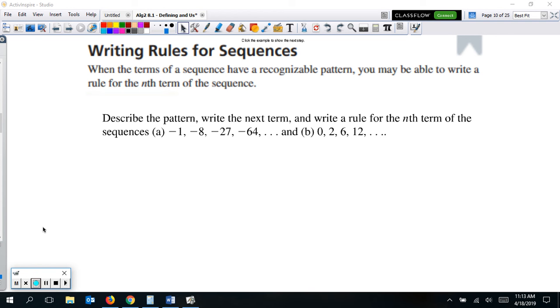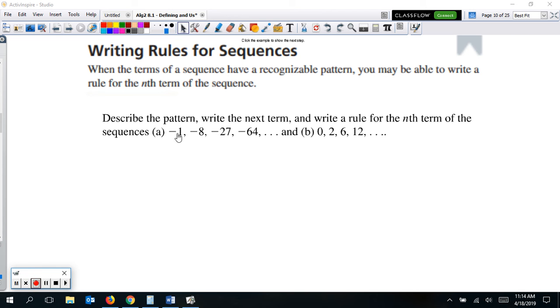Okay, so we're going to get into writing rules for sequences, and this can be kind of like the hardest part, I suppose, of this lesson, is actually writing the rules ourselves. And it says when the terms of a sequence have a recognizable pattern, you may be able to write a rule for the nth term of the sequence. So it gives you a couple here. Let's just watch these two.